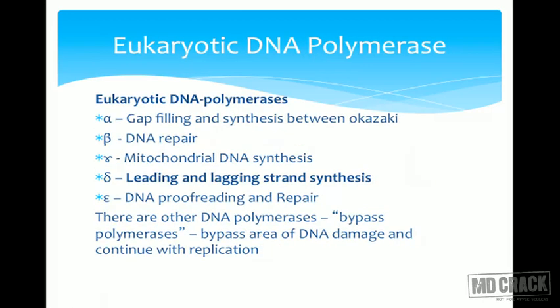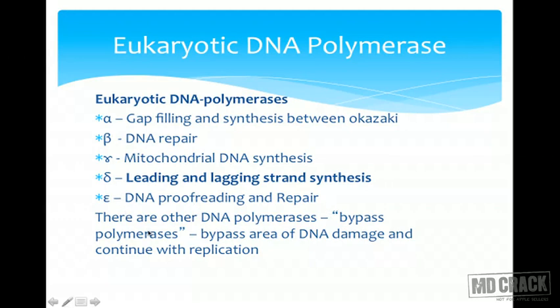Now, what are the eukaryotic DNA polymerases? What are their functions? As I said, there are so many of them. DNA polymerase alpha is responsible for gap filling and synthesis between Okazaki fragments. Beta is responsible for DNA repair. Gamma is responsible for mitochondrial DNA synthesis. Delta is responsible for the leading and lagging strand synthesis. This is the most important enzyme. Epsilon is responsible for DNA proofreading and repair.